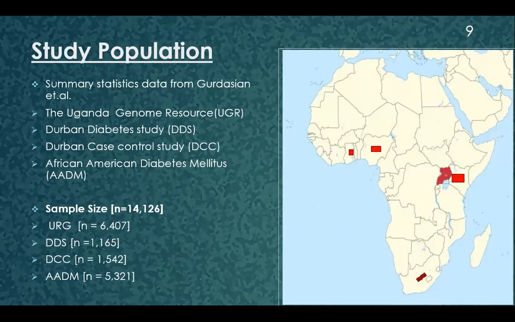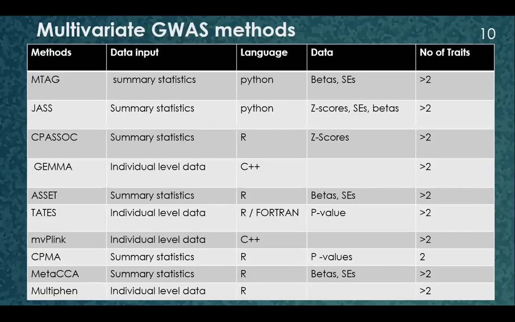There are many methods that implement the multivariate approach. These methods generally use individual level data as well as summary statistics. As you may know, it's always difficult to get access to individual level data. And my approach in this work is using summary statistics data of the largest GWAS of hypertension in Africa using the MTAG method. As you can see here, we have MTAG listed as one of the methods which can be used for the multivariate approach.